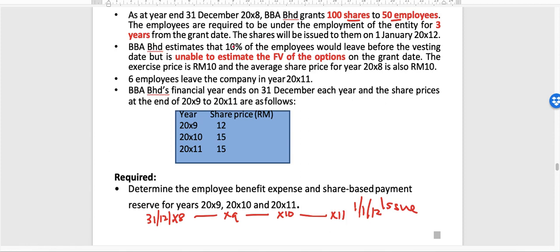BBA estimates that 10% of the employees would leave the company. So 10%, meaning 90% will remain in the company. But it is unable to estimate the fair value of the option on the grant date. You do not know what the share price is here. So what you need to do, you need to use the intrinsic value. What is intrinsic value? Intrinsic value is the share price less the exercise price.